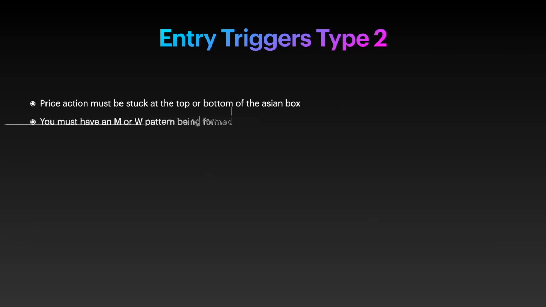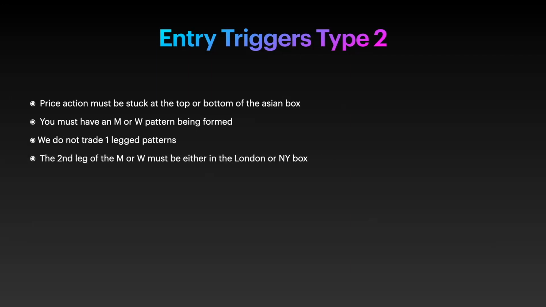So, type 2 entry triggers. Simple. Price action must be stuck at the top or the bottom of the Asian range, like I showed you on the whiteboard. Same thing: you must have an M or W being formed to make a trade. We don't trade one-legged patterns. The second leg of the M or W must be in either the London or New York box. I don't care where the first leg is, as long as the second leg is in the London or New York box. That's all you care about.